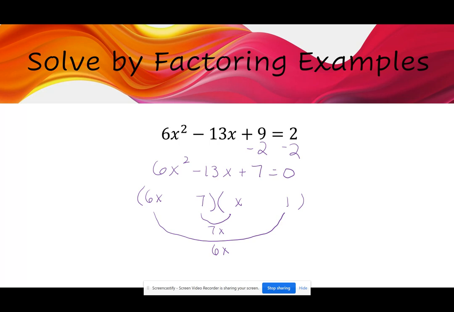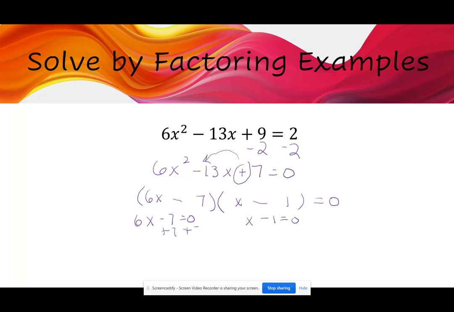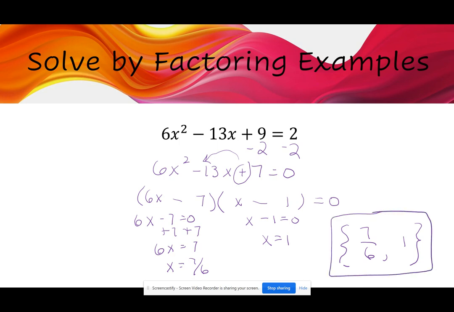6 times x is 6x squared. This sign means they're both the same. We look back, they are both negative. So again, even though I like to start with 2x and 3x, it's not always the case. So you set this equal to 0. We have 6x minus 7 equals 0 and x minus 1 equals 0. Add 7: 6x equals 7. Divide by 6. So we get 7 over 6 and x equals 1. So our final answer is 7 over 6, 1. Again, the order that you write your final answer does not matter.